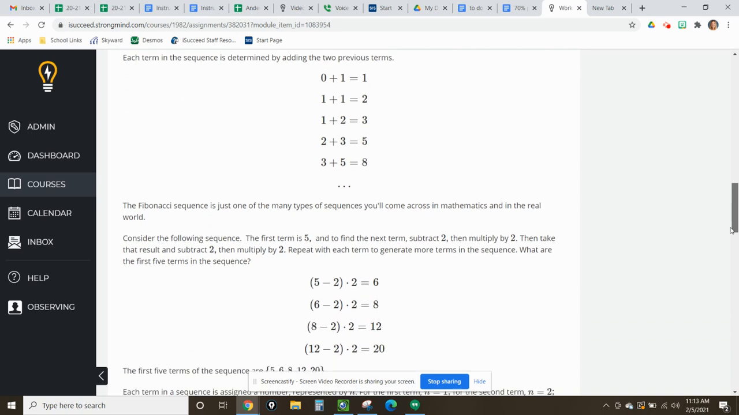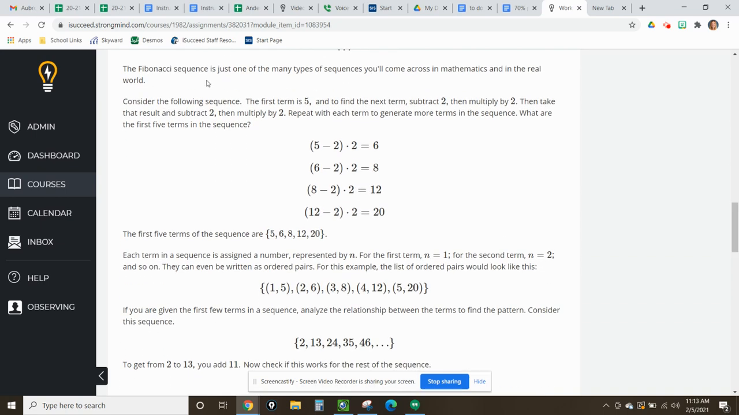It says the Fibonacci sequence is one of the many types of sequences that you come across in mathematics and in the real world. Consider the following sequence. The first term is 5, and to find the next term, subtract 2, then multiply by 2. Then take that result, subtract 2, and then multiply by 2. Repeat with each term to generate a sequence. So they're giving you a new sequence.